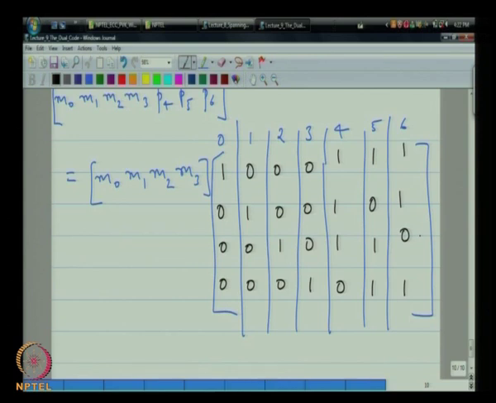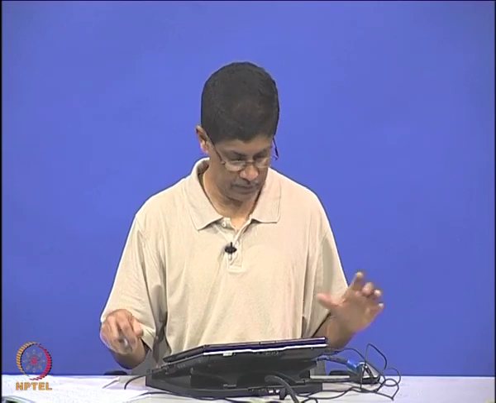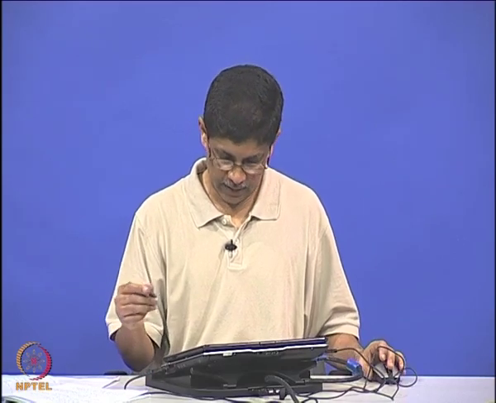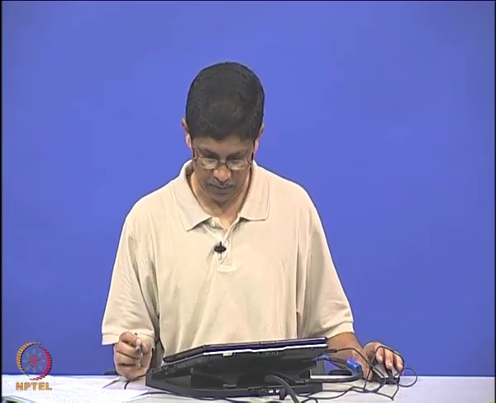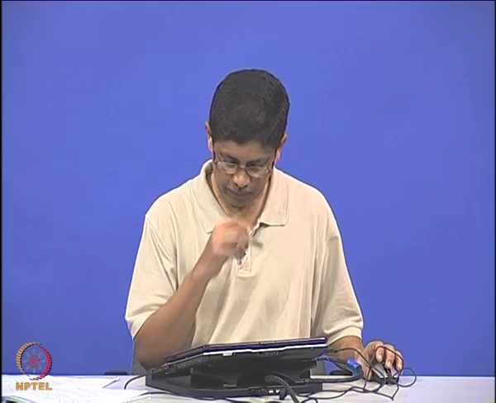So, I have written down an expression which tells you how the code words in a Hamming code are generated, but this particular matrix is a matrix that we will frequently encounter. It is called a generator matrix, but before we get to that, let us just notice a couple of features of this matrix.